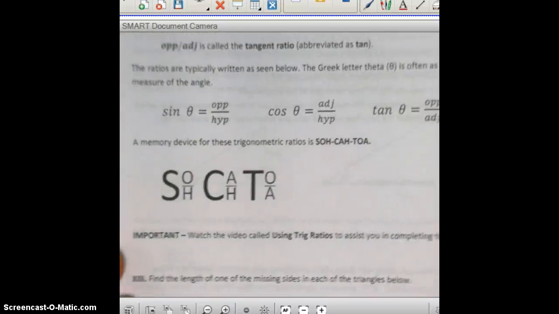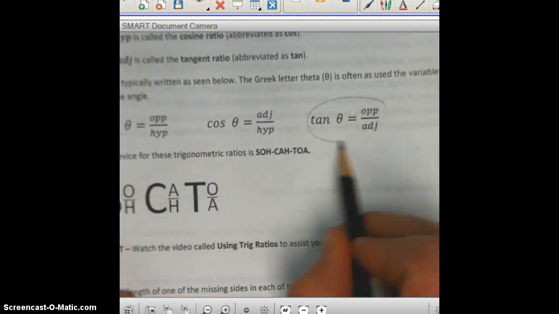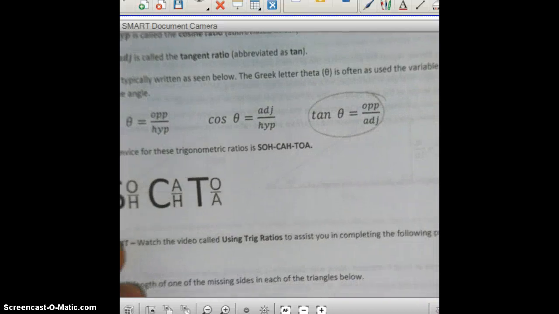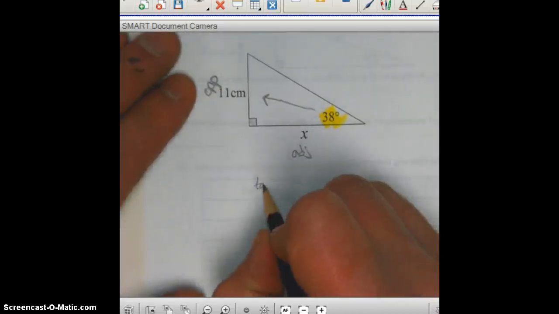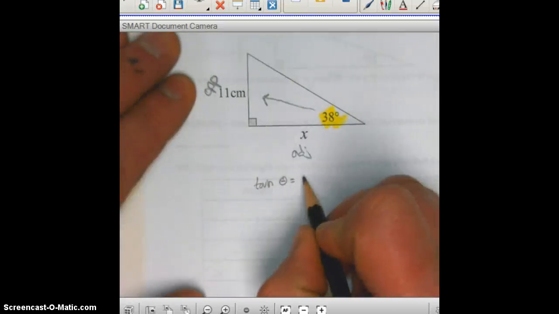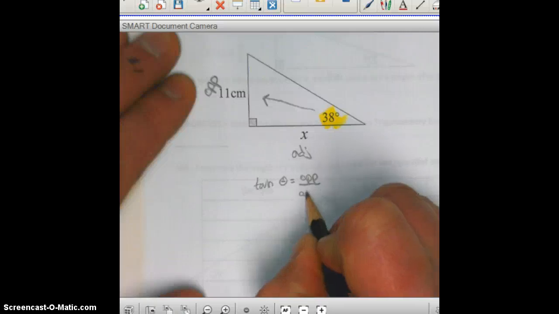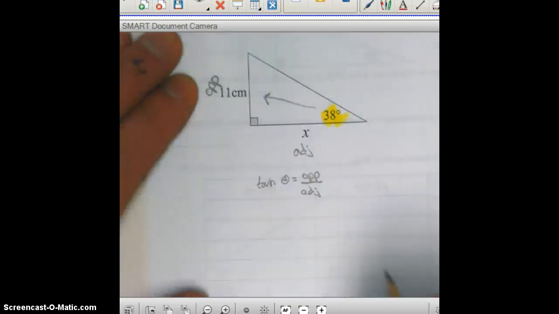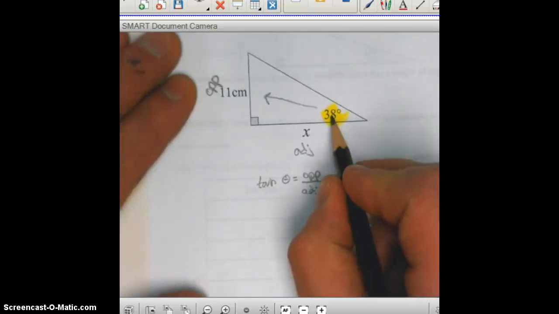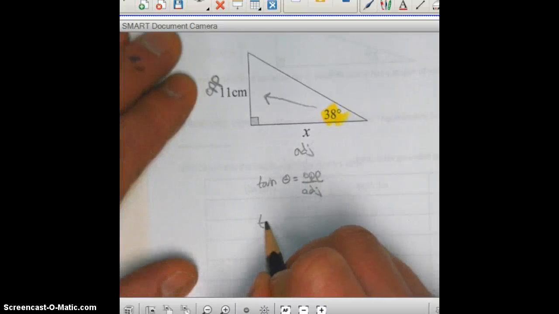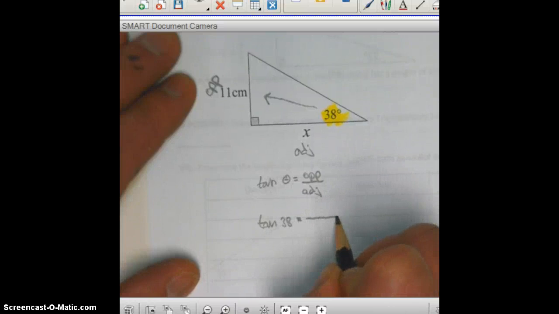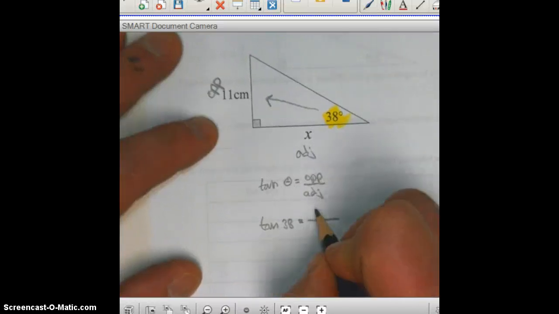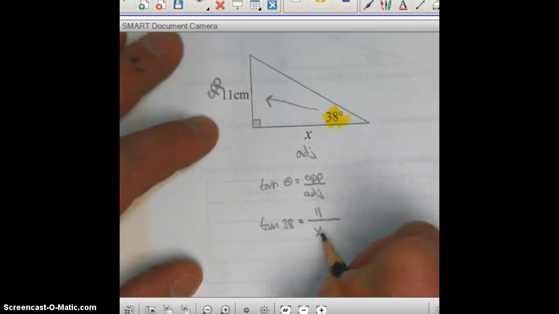Come up to your formulas, and what you'll see is the formula that uses opposite over adjacent is the tangent. So you come back down here and you write that formula down. We've got tangent of theta equals opposite over adjacent. So at this point, we know what the angle is. It's 38 degrees, so we're going to be taking the tangent of 38 degrees, and that's going to equal the opposite, which we know is 11 now, and the adjacent, which we know is x.